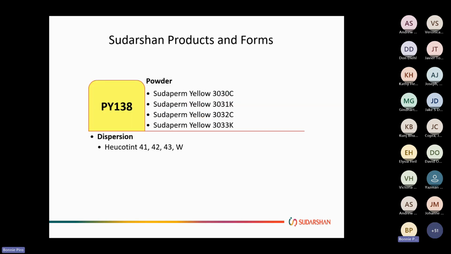From a product perspective, this chemistry comes to the new Sudarshan from legacy Sudarshan. Several options in both coatings and plastics are available. And then from the legacy Heubach side, there is a tint line or a dispersion line, the Heucotint line, that incorporates Pigment Yellow 138 as well.